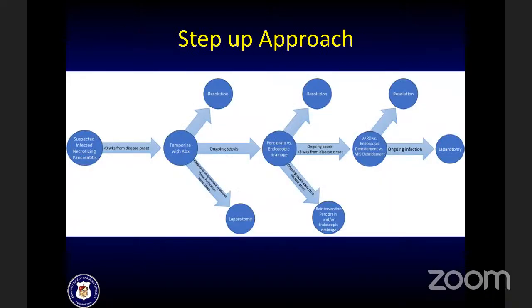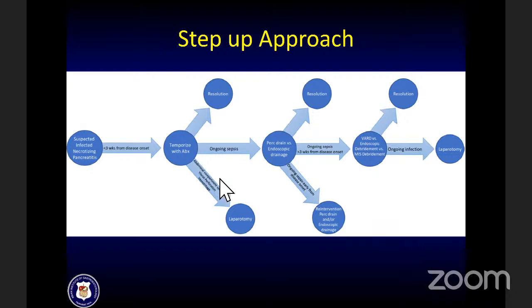This has led to the step-up approach algorithm, where first and foremost is conservative treatment. When infection develops that cannot be managed with ongoing antibiotics, then comes percutaneous drainage or endoscopic drainage. If the patient improves, you can continue the treatment. If there is no improvement or new-onset organ failure develops, then one should resort to a minimally invasive necrosectomy or laparoscopic necrosectomy. If you still cannot achieve good clearance, then probably a laparotomy and removal.